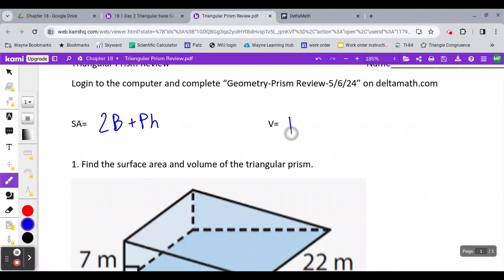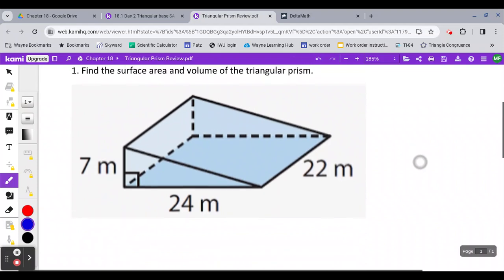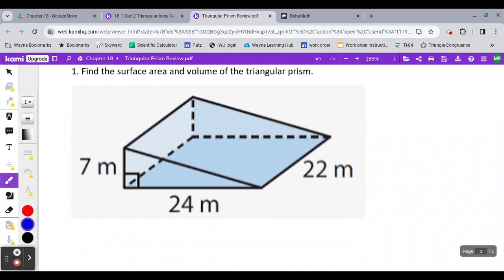Meanwhile, our volume is the area of the base times our height. And don't forget, whatever our label is for surface area is always squared. Whatever our label is for volume is always cubed. So if we look here, it should be obvious right from the start. Well, it tells us it's a triangular prism, but if you didn't see that, right here is a base and here is a base. And we know that because bases must be parallel to each other.